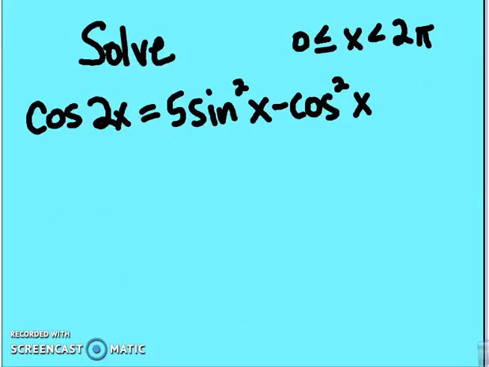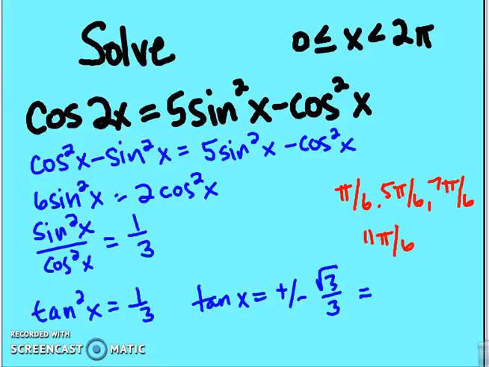Okay, let's solve this problem. I'm going to pause here. All right, we're going to rewrite cosine 2x as cosine squared x minus sine squared x. So you're going to find sine squared x minus cosine squared x. I've seen different ways to solve this problem, so this is the way that I worked it out.